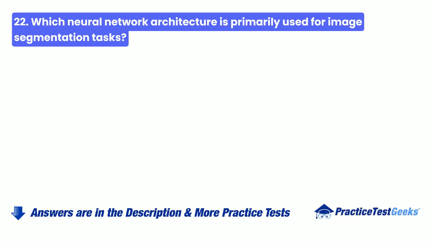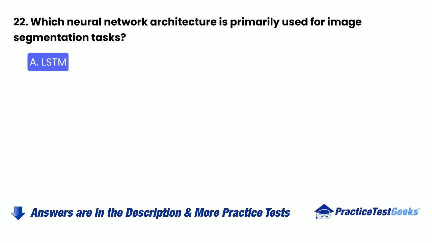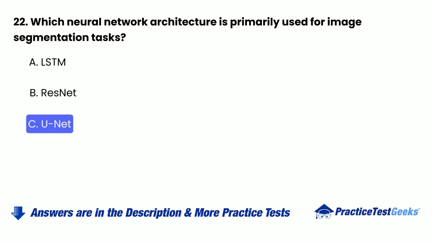22. Which neural network architecture is primarily used for image segmentation tasks? A. LSTM. B. ResNet. C. UNet. D. GAN.